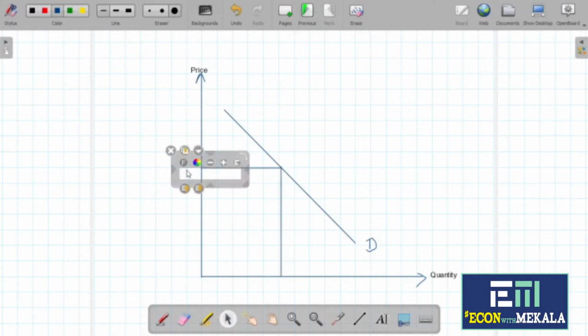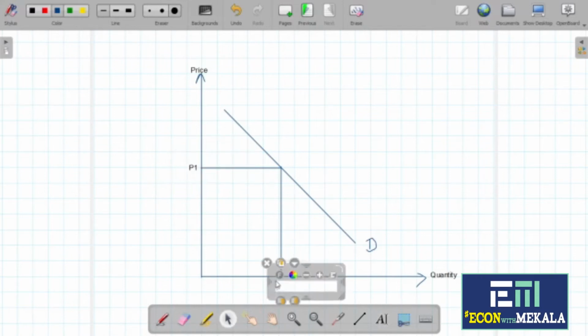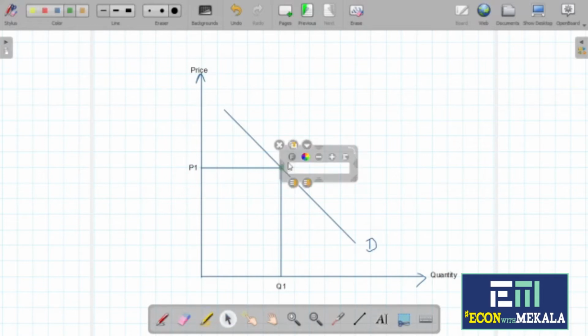When my price is P1, quantity demanded is going to be Q1. So this combination, if we identify along the demand curve, that is here, I label it as point A. Now I'm going to show you, when I change the prices, what is going to happen. I'm going to pick another price below P1, and I'm going to find out how much will be the quantity demanded when I decrease the prices from P1 to P2.